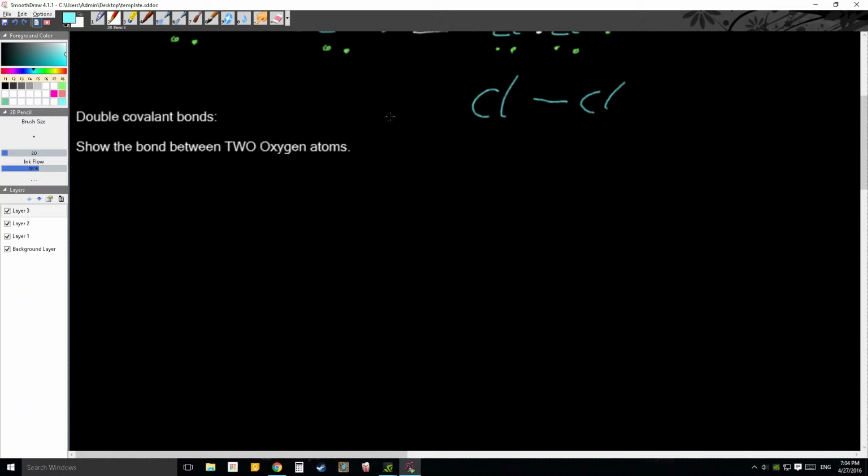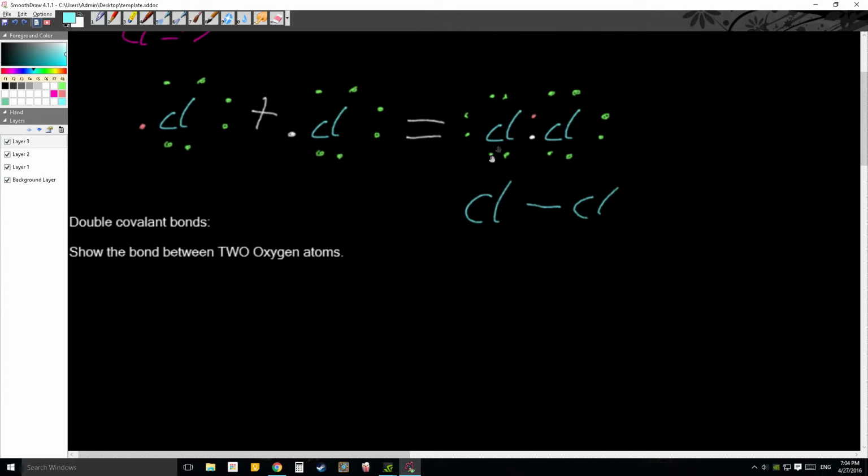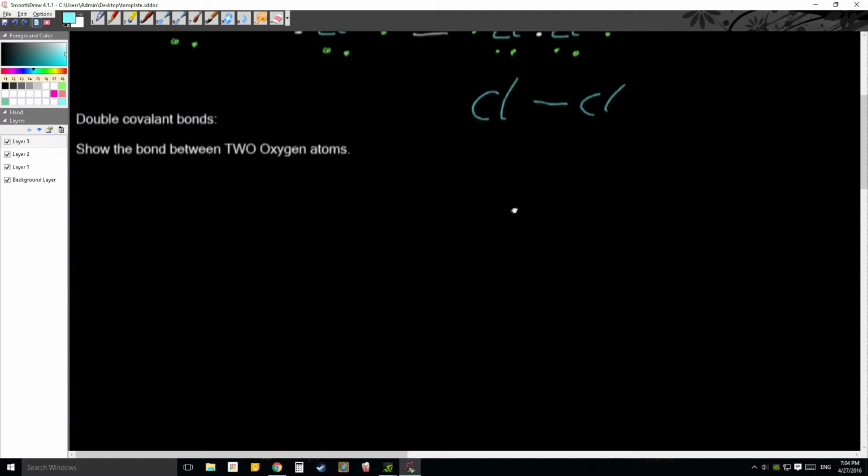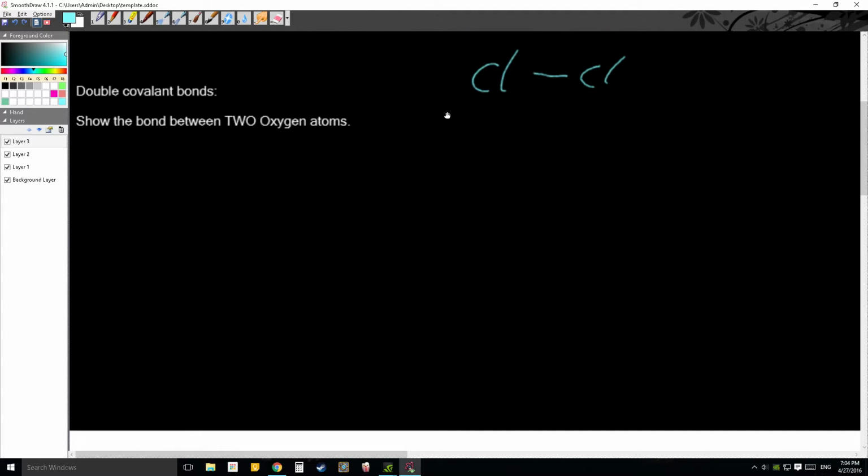There is more than 1 type of bond, of course, because this is sharing 1 link between 2 atoms. We can call that, I guess, a single bond. But there's other types of bonds, and I'll talk about the double bond now.